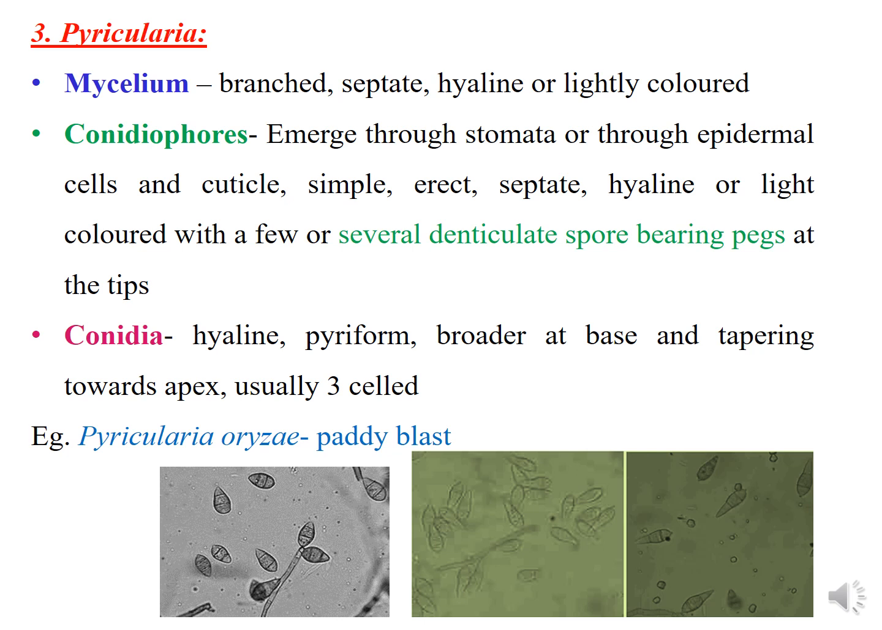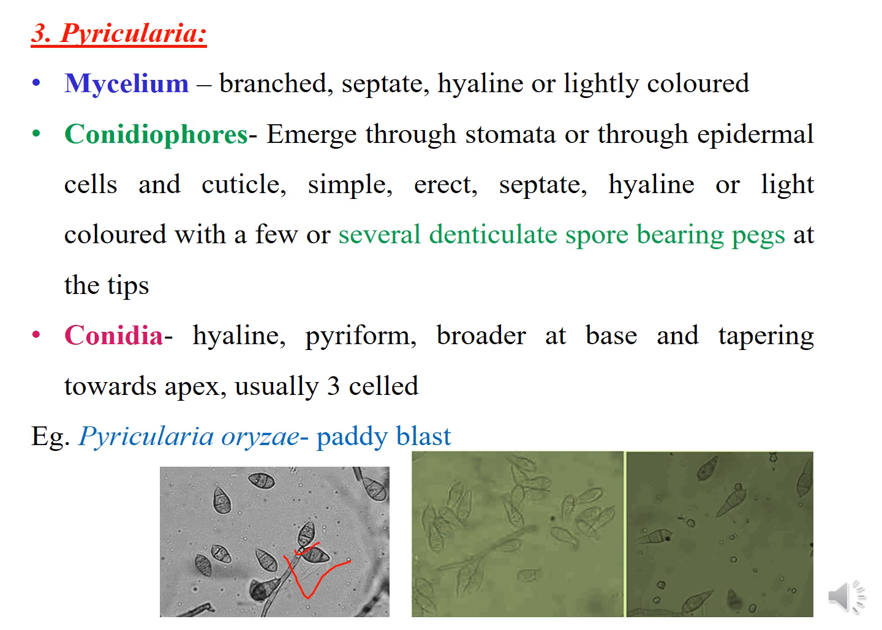And this conidiophore is simple, erect and septate. They are hyaline or light colored, with few or several denticulate spore-bearing pegs at the tips. Denticulate spore-bearing pegs means there are small pegs on which the spores are produced. Here you can see in the picture denticulate peg-like structures on which spores are produced.